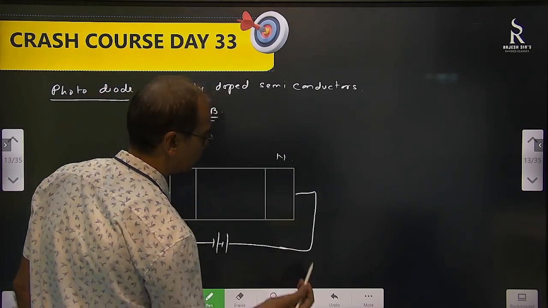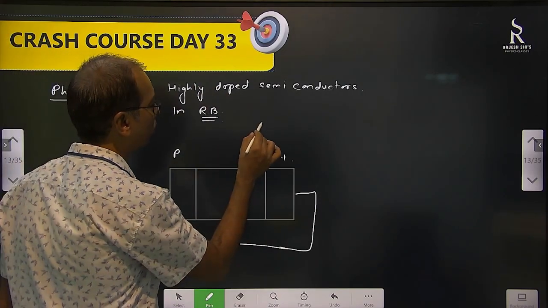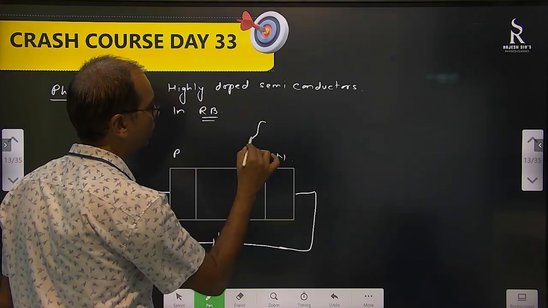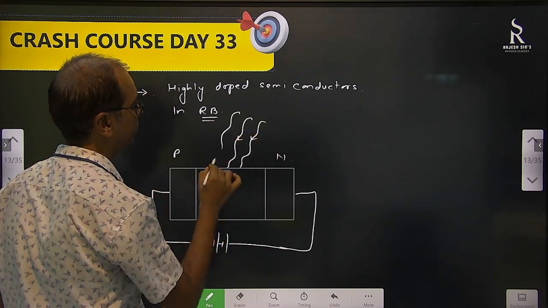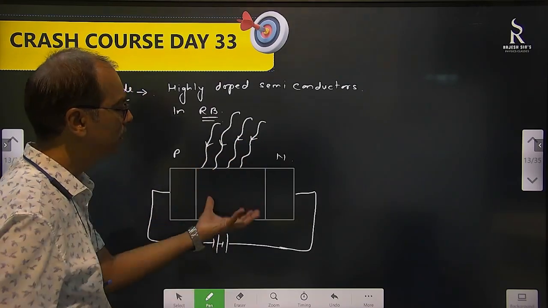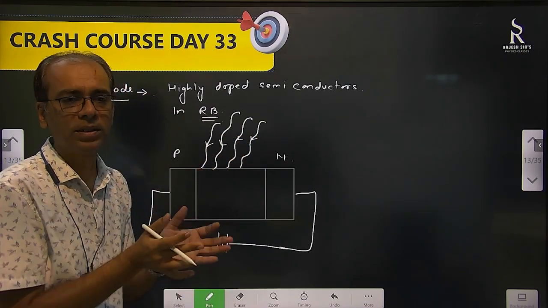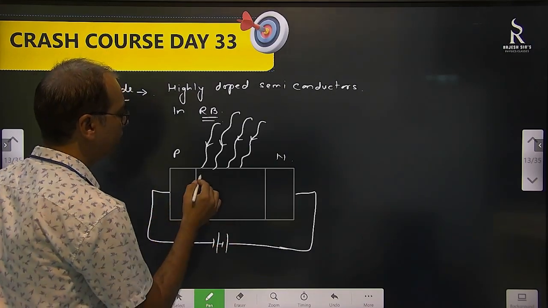It's like this, right? So what are we doing now? Photons are coming like this onto the depletion layer. They are incident like this. What will they do now in this depletion layer? Electron and hole pairs are there. Here electrons will be there.